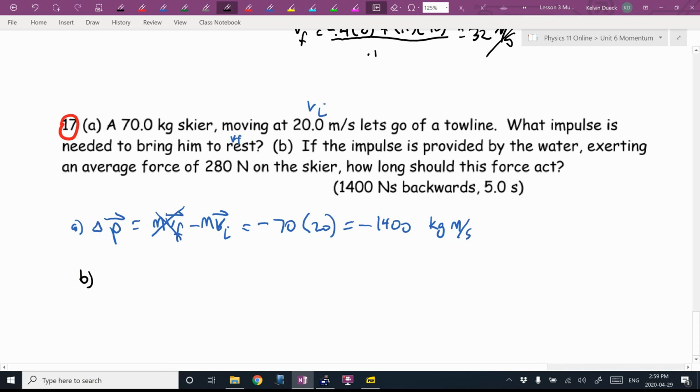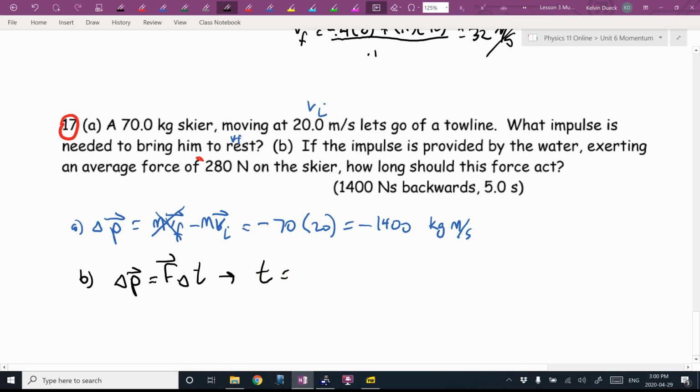B. If this impulse is provided by the water exerting an average force of 280 newtons on the skier, how long should this force act? By the way, I guess if this force is slowing the skier down, it's going to be negative because it's in the opposite direction of motion. I just found the impulse. Impulse equals force times the change in time.